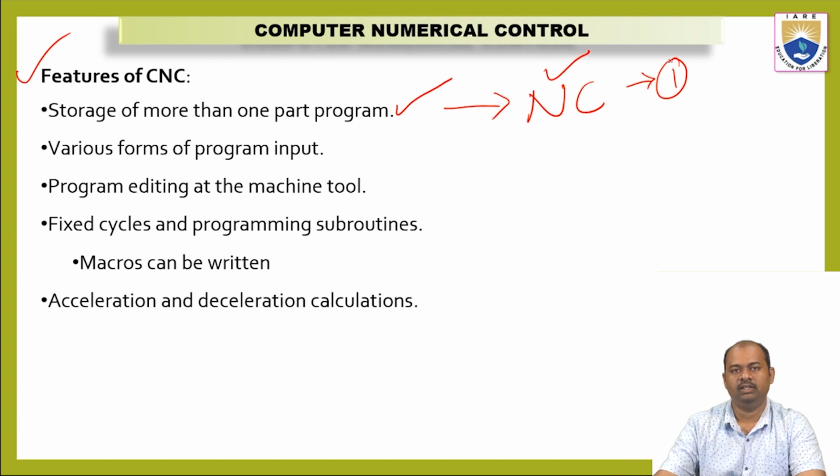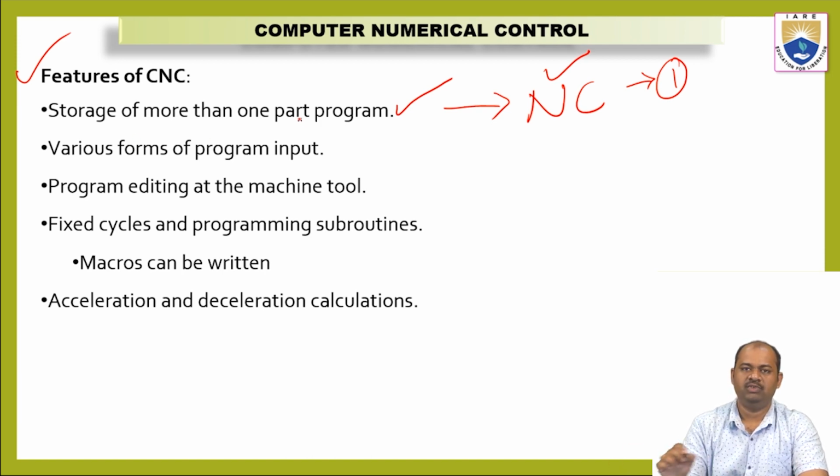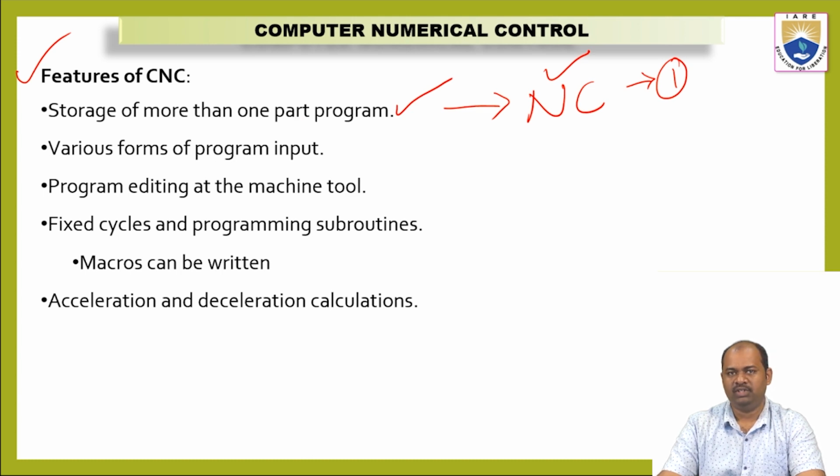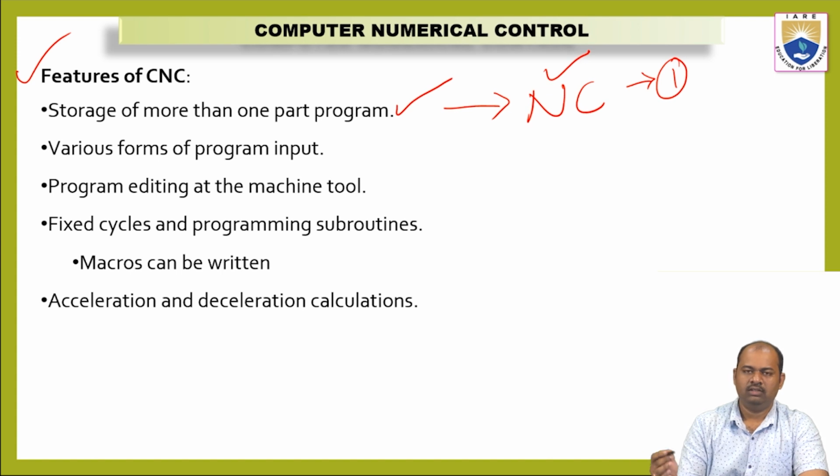If we want to do another job or change the design, we have to delete this program from the numerical control and upload another program into the system. So only one program at a time is possible in numerical control systems, whereas in CNC machines more than one part program can be stored because we have a lot of memory available in the computer, so each time a new program can be used.